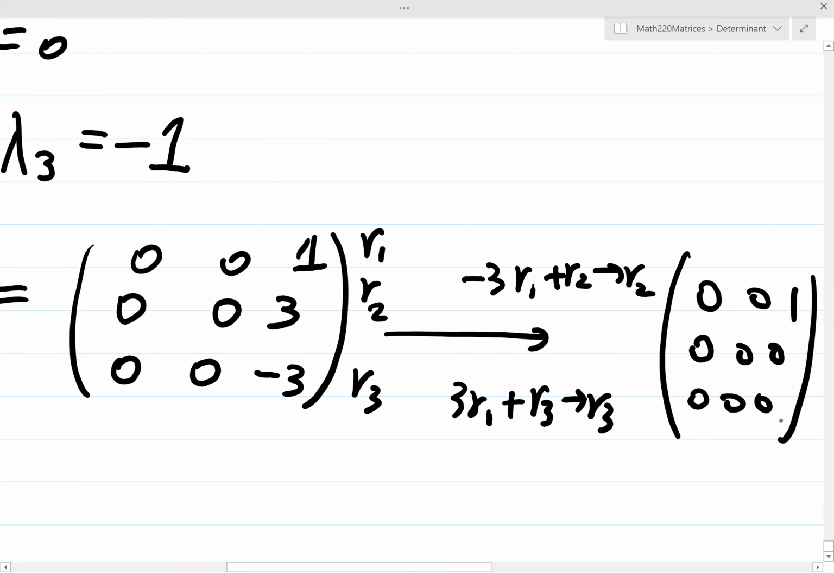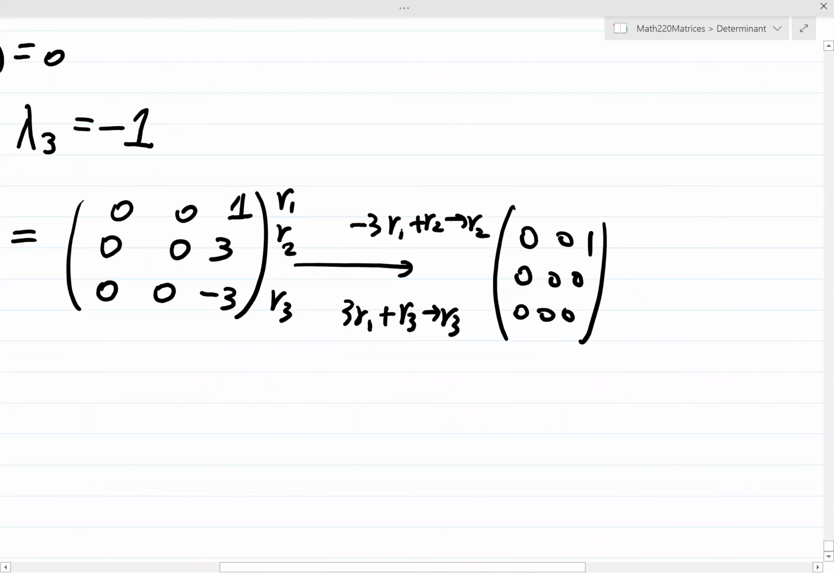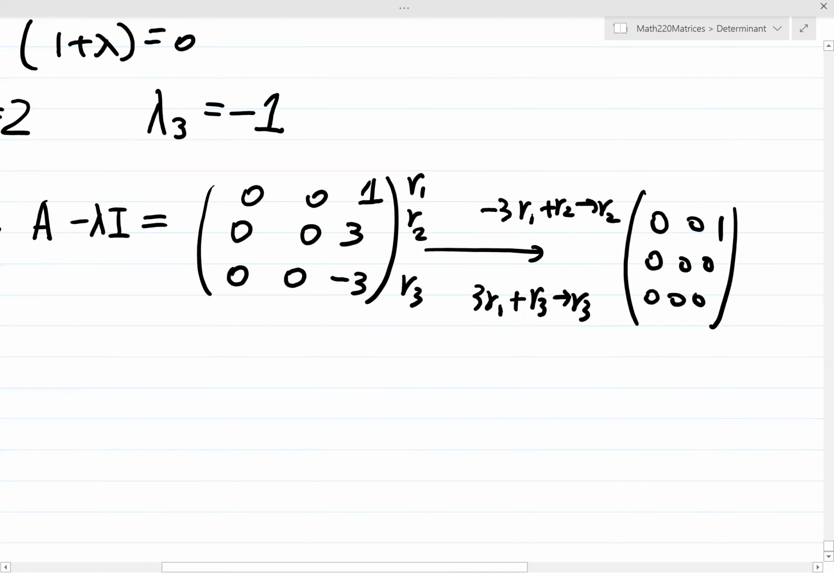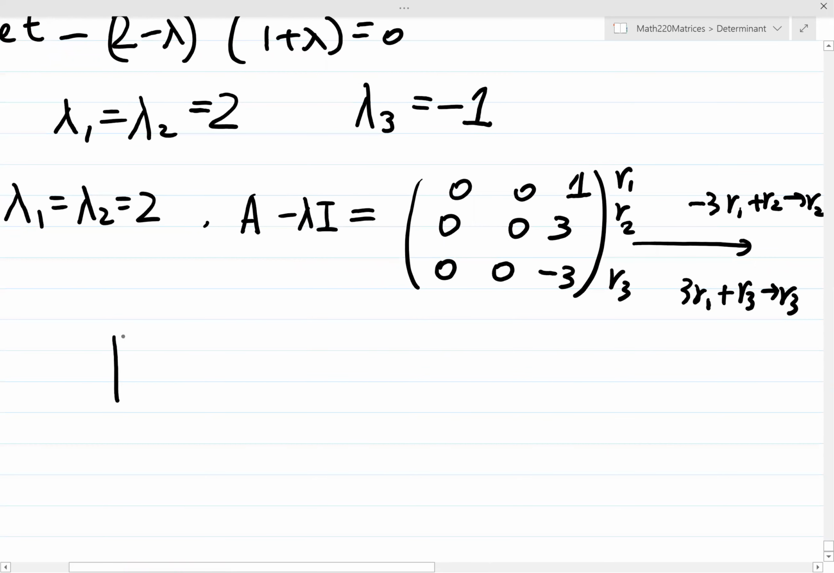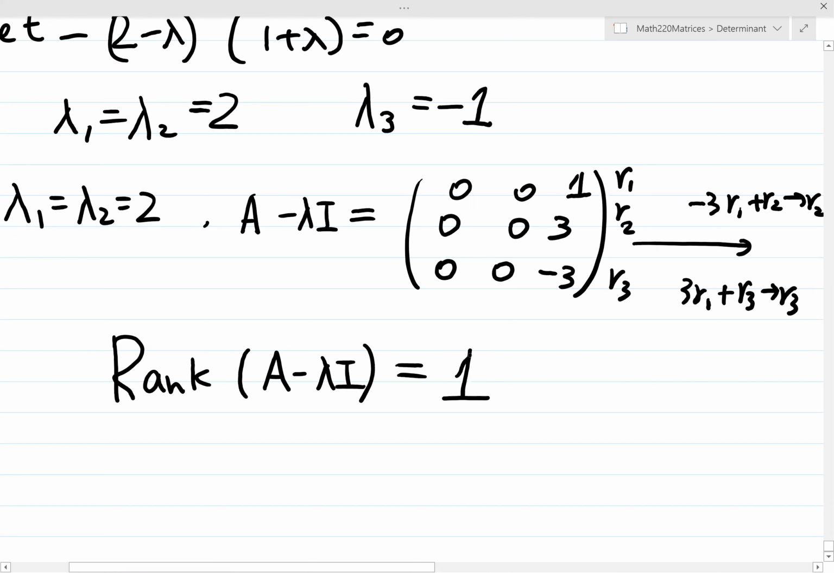You see here we only have one non-zero row vector. So the rank of the row vectors is the rank of the row space. The rank of A minus lambda I is actually 1. So the dimension of the null space will be 2.